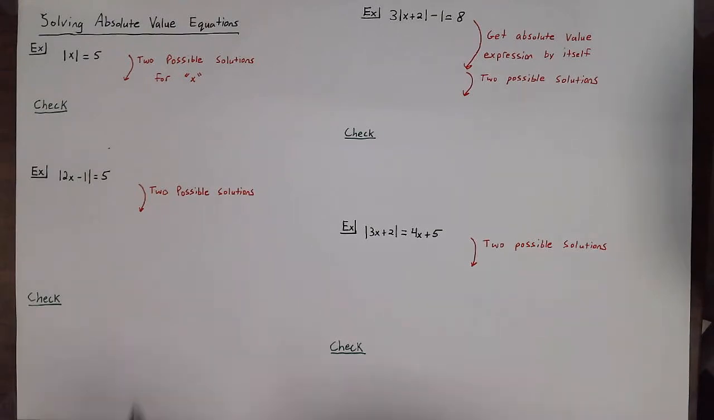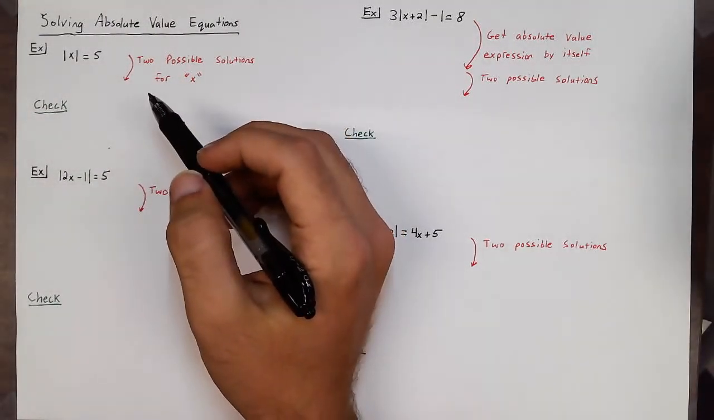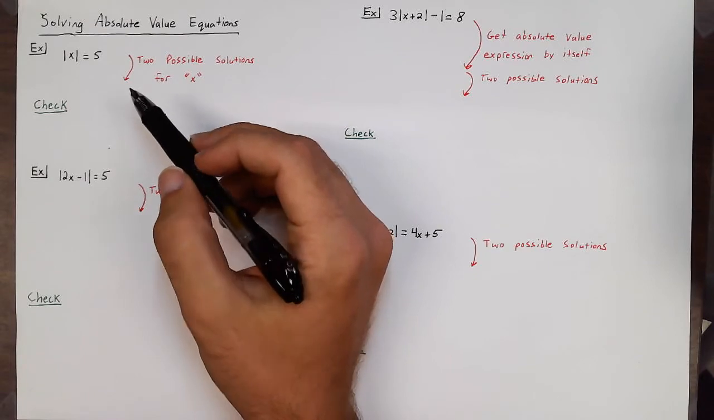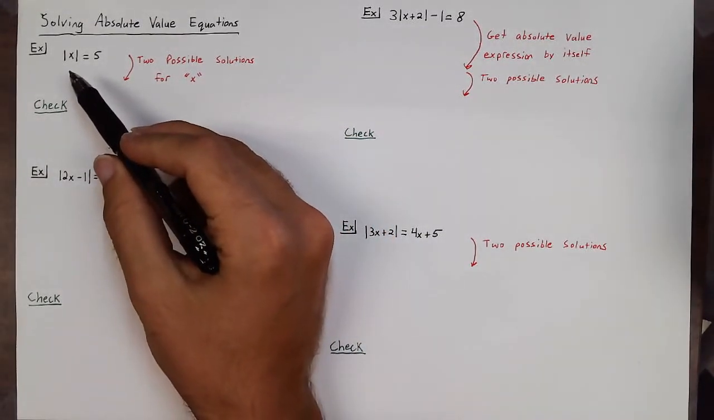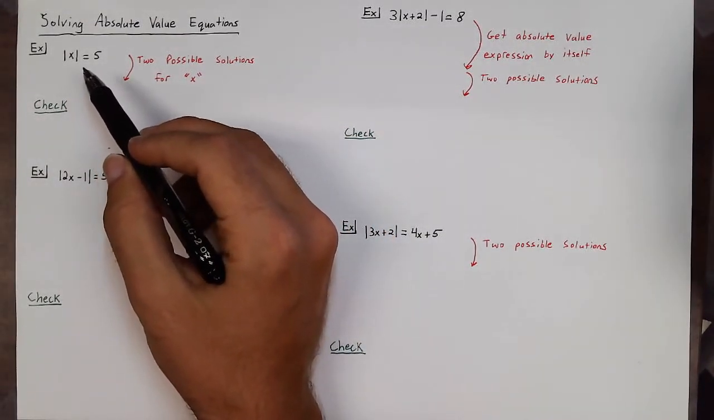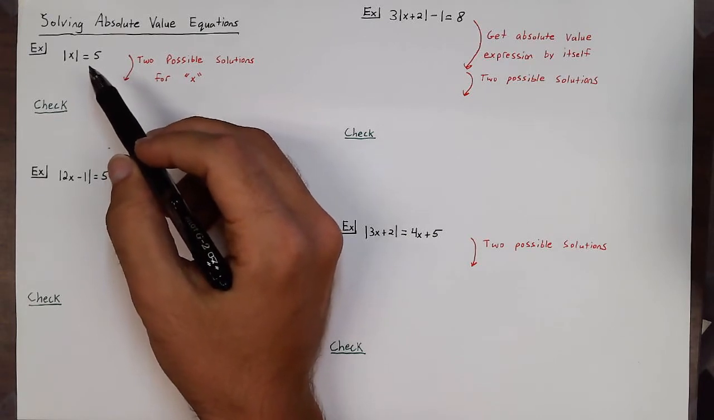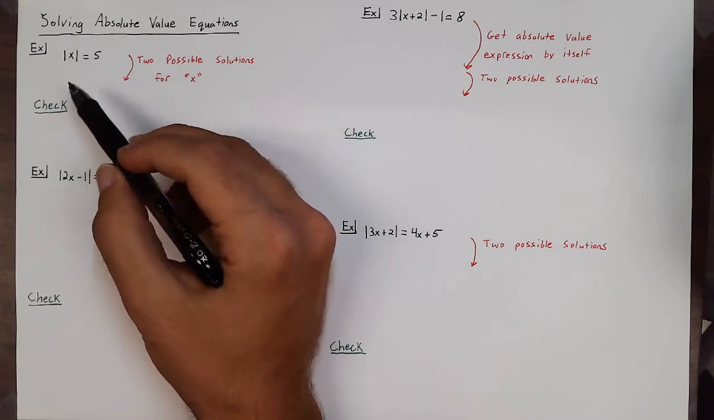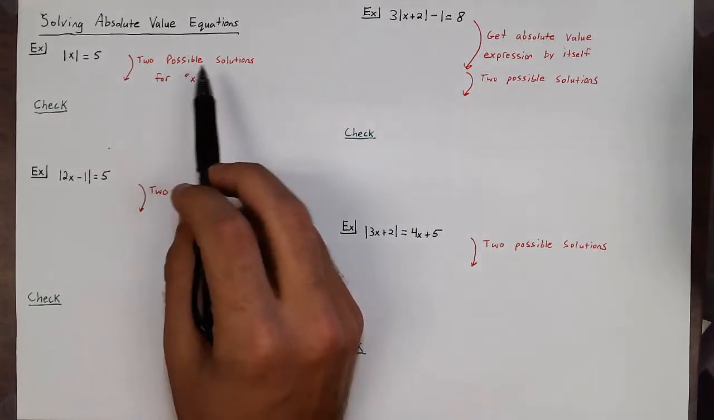In this video, we are going to learn how to solve absolute value equations. We're going to start with a simple example. The absolute value of x is equal to 5. Since the operation of absolute value makes any number positive, there are two possible solutions for x.